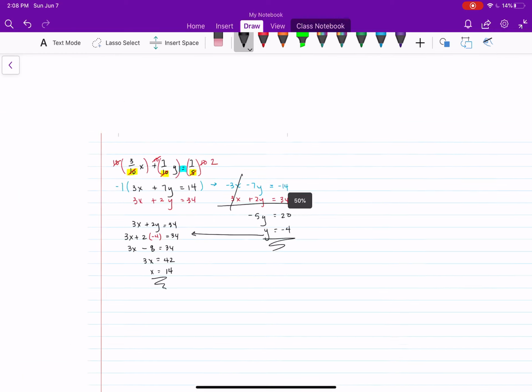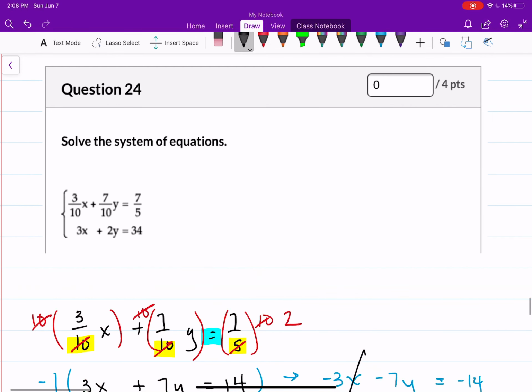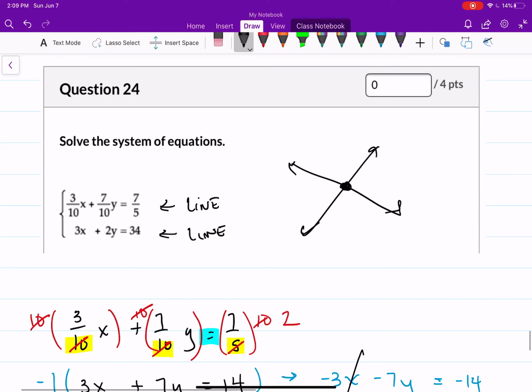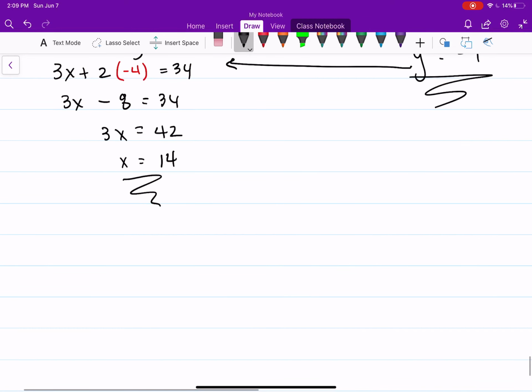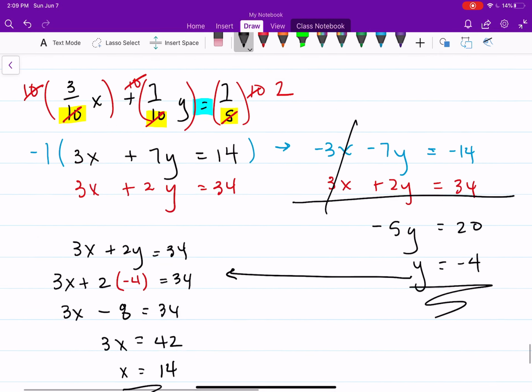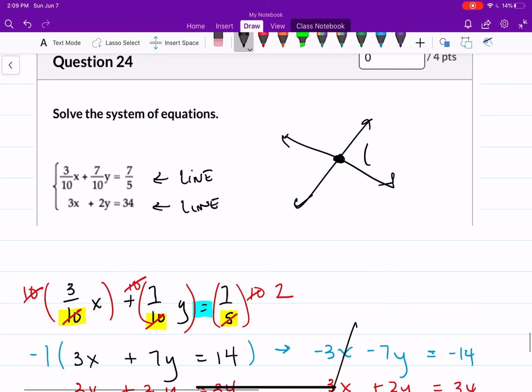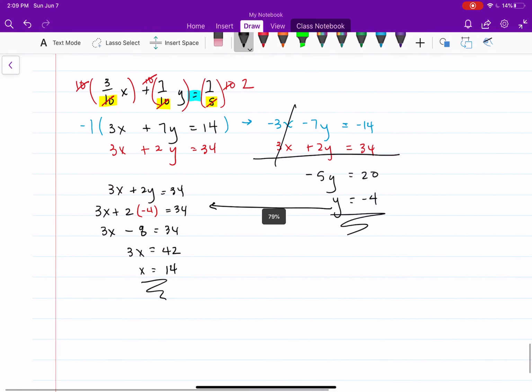So when I'm doing the system of equations, this is an equation of a line. This is also an equation of a line. Okay, so in other words, if I have two lines, my solution would be where they cross each other. So in this case, where does it cross? It crosses when the x value is 14 and the y value is negative 4. So this point, 14, negative 4, would be my answer of where it crosses. Okay? So that's how you do that part.